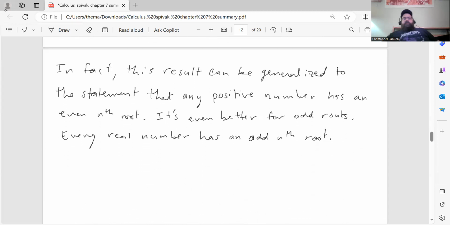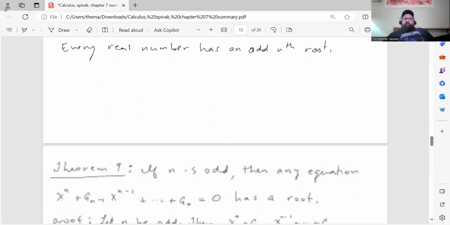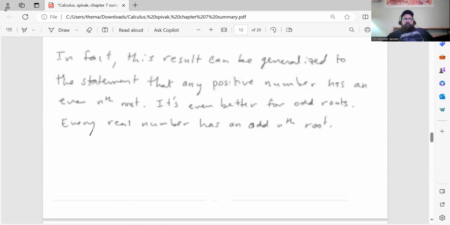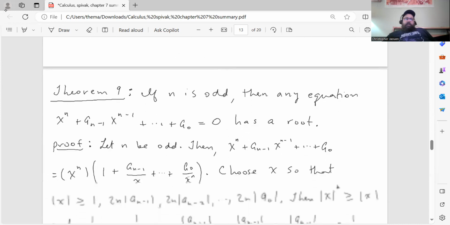Okay, in fact, this result can be generalized to the statement that any positive number has an even nth root. It's even better for odd roots, which we'll see in a second. Every real number has an odd nth root, which we're going to prove in theorem 9. Actually, not specifically, we're going to show that every odd degree polynomial has at least one real root. So anyway, here we go.